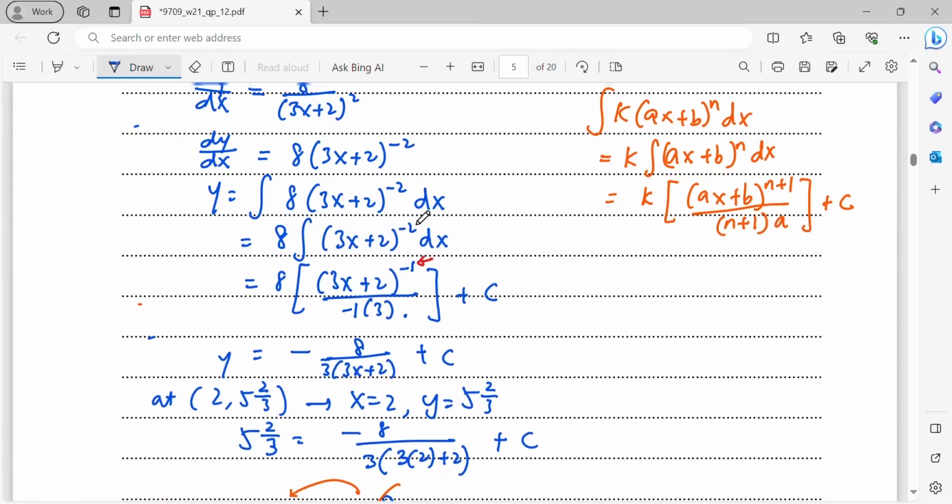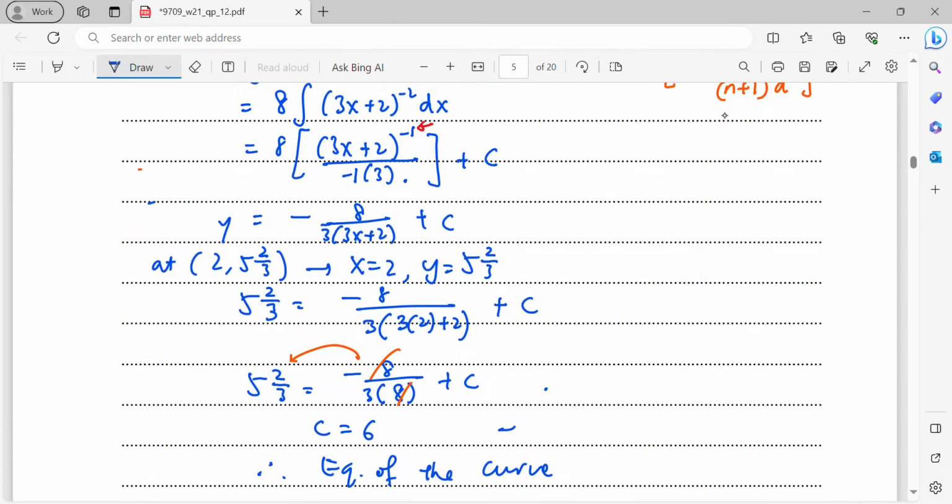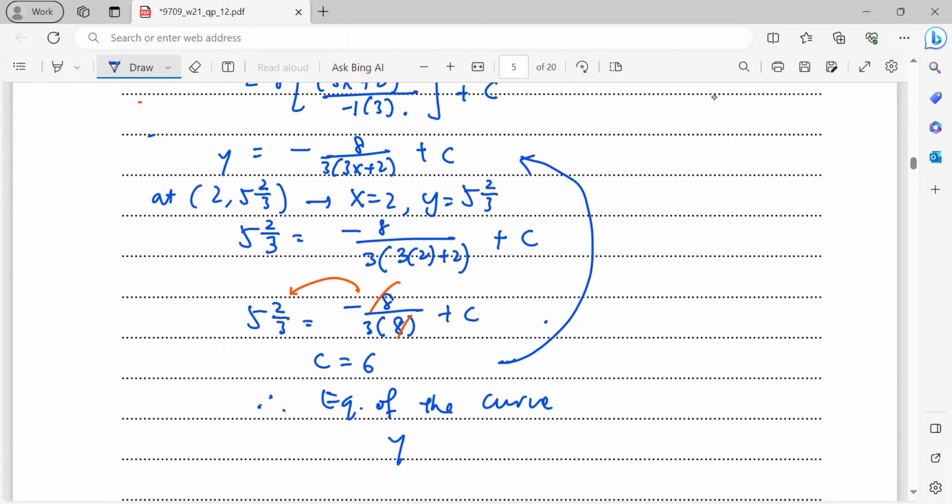Therefore, the question says equation of the curve. So now, for the equation of the curve, you just substitute this c into your y expression. So I will get y equals minus 8 over 3 bracket 3x plus 2, then plus 6. So that is the solution of this question. Alright, so let's move on to the next question.